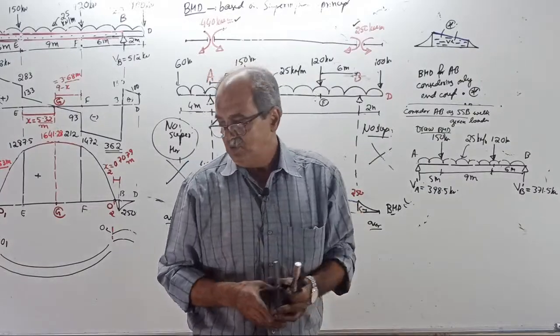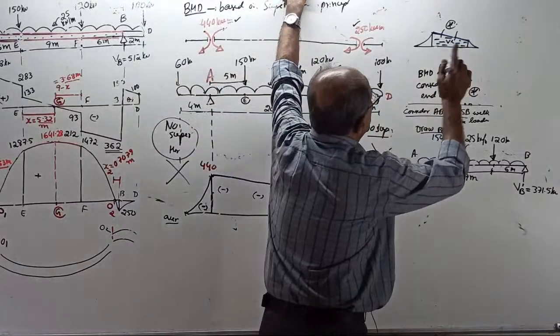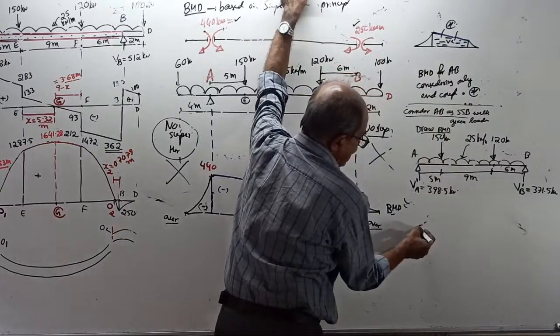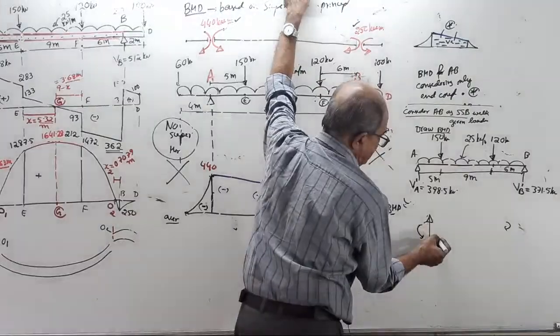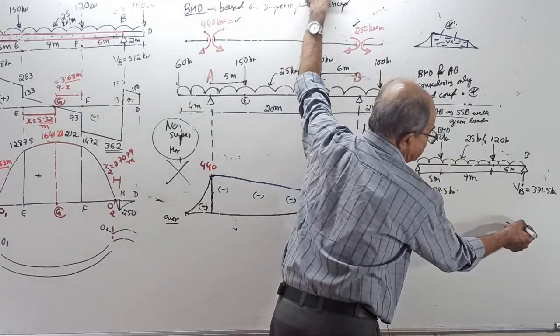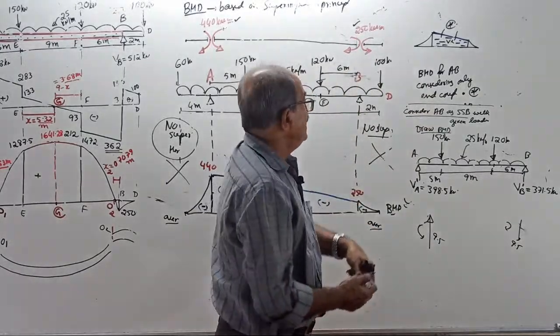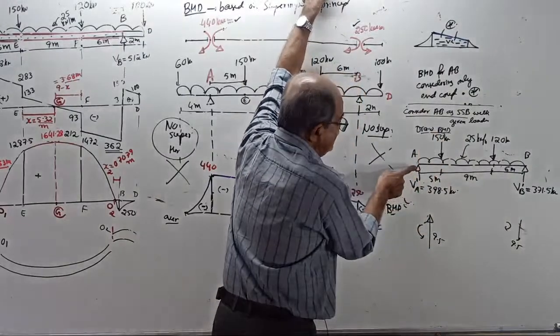See how I can catch you. Just now you told, when only couples are there, this reaction is up 9.5. This reaction is down 9.5. Therefore, it comes here, loading and couple simultaneously. Tell the reaction here.